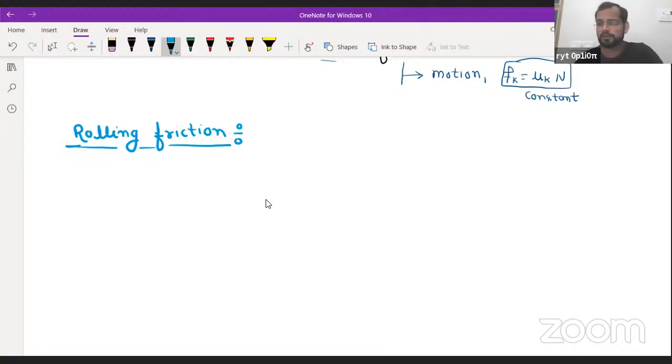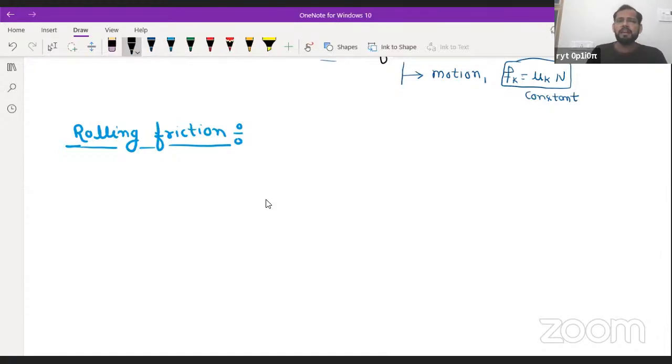Anyone? I am waiting for the response. Please respond, because whenever you respond, I will get to know where you are facing problems. Fine. Point contact. So she is saying it is a point contact. Okay. But how is the rolling friction related to the point contact? Anyone? Okay, no problem. I will explain here what is the rolling friction.